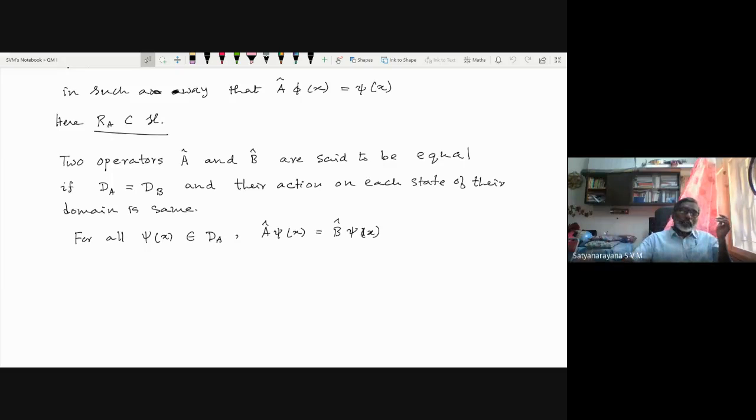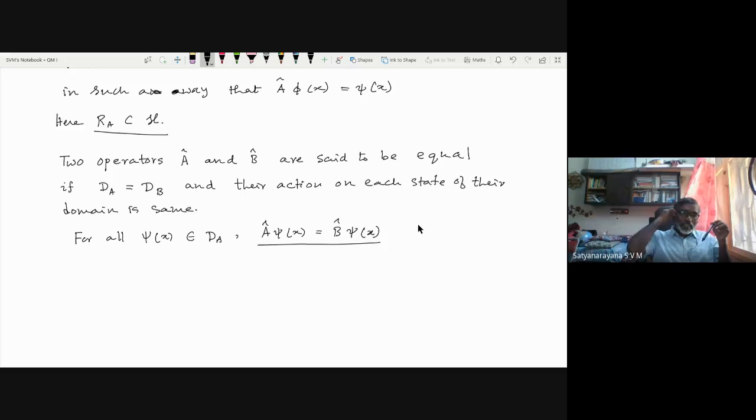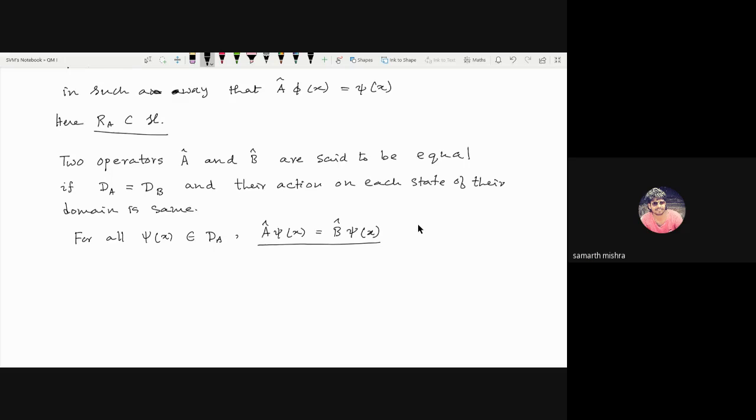What I'm saying is that we don't have to put it in the definition, because this condition means that the range is the same. We don't have to put that as a definition. If the domain is the same and this condition is satisfied, that for all psi, the action of A is the same as the action of B, that means the range of A is the same as the range of B, isn't it? Yes, it comes out as a consequence. Okay, so we don't have to insist on that as a definition.